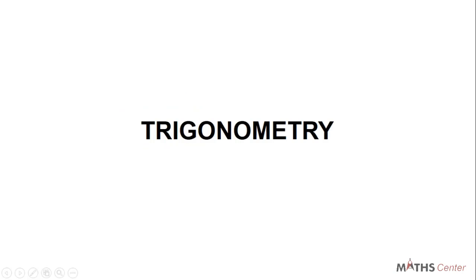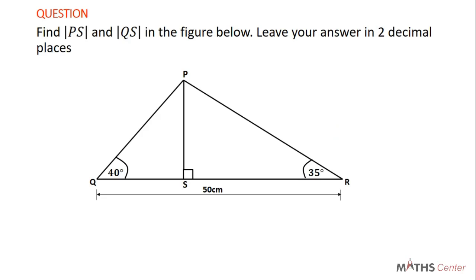We are still on the topic trigonometry. In the previous video, we applied the trigonometric ratios and the Pythagoras theorem to solve a question. In this video, we are going to solve another question by applying the trigonometric ratios and the Pythagoras theorem. So let's look at our question for this video. Find the length of PX and the length of QX in the figure below. Leave your answer in 2 decimal places.